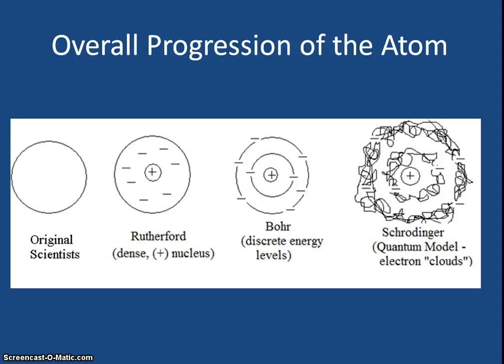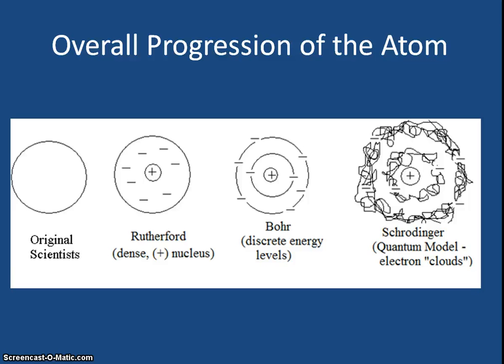So this is the progression, and I'm sorry that I did it in Microsoft Paint, and so it's a little bit ancient. But on the left, you see that's the original scientists. They just thought the atom was just a sphere. Rutherford discovered the nucleus, so now you've got a positive nucleus surrounded by the electrons. Bohr is the one that talked about the energy levels, and remember, energy levels are just the rings around the nucleus. So instead of thinking electrons could exist anywhere, he put them into certain rings.